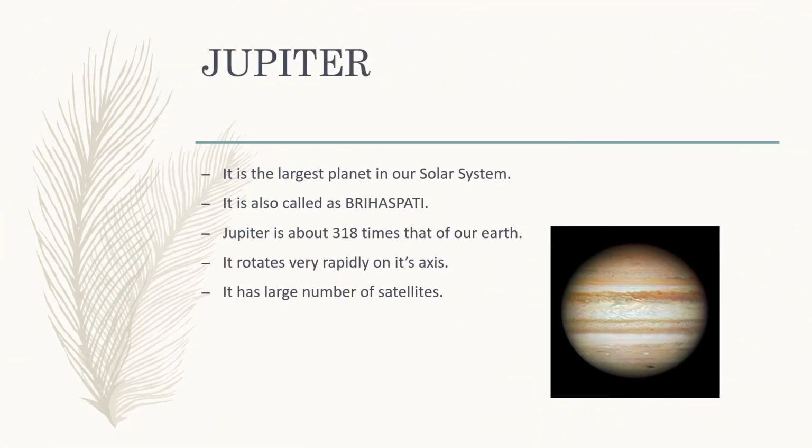Now, our fifth planet in our solar system is Jupiter. It is the largest planet in our solar system. It is also called Brihaspati. Jupiter is about 318 times the mass of our Earth. It rotates very rapidly on its axis. It has a large number of satellites.